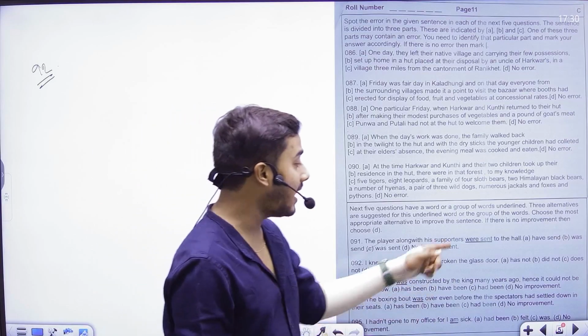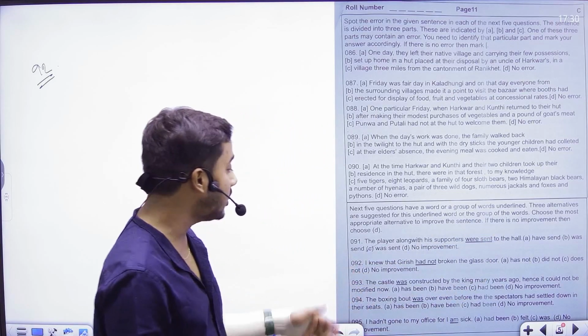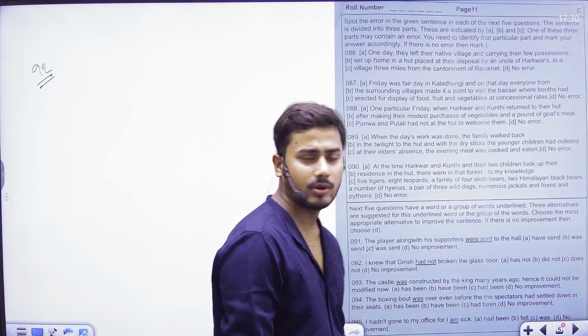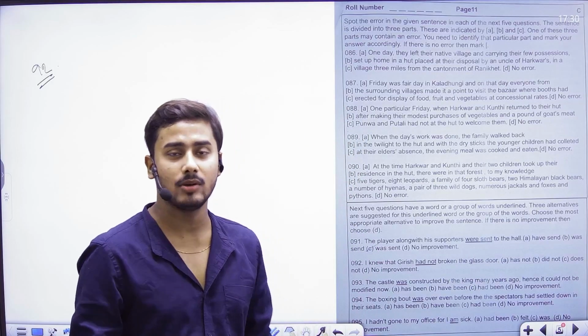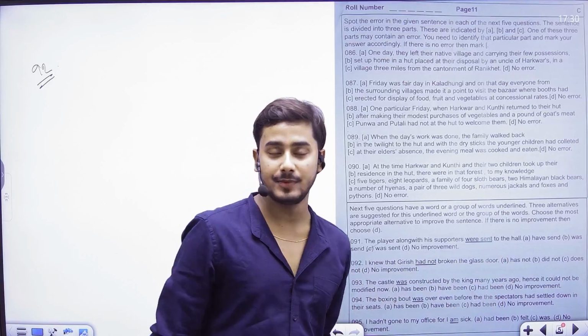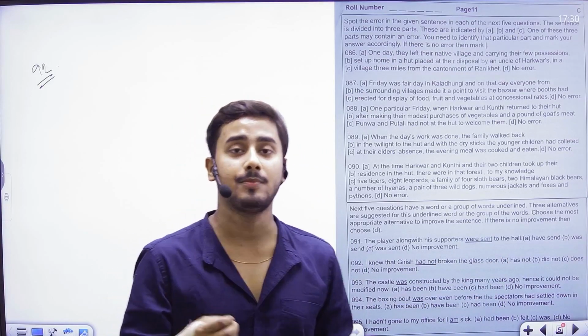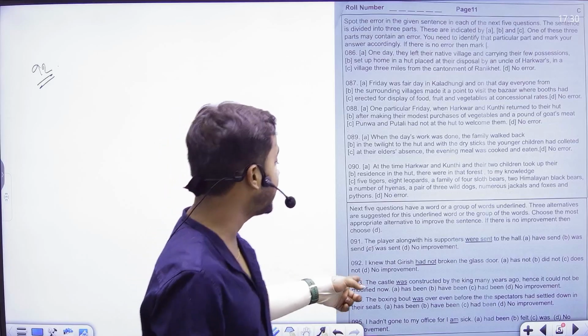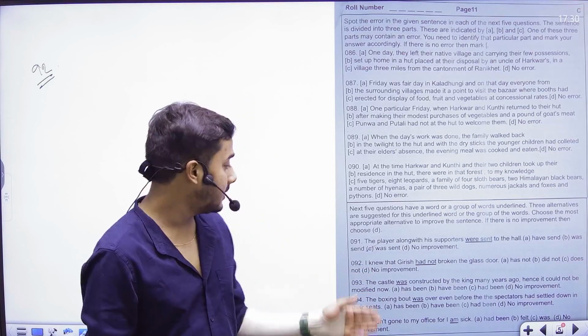And the options are has not, did not, does not, no improvement. So has not is not going to be there, because has not again is something that we use in the case of perfect tenses, and since has been used, it means that it is present perfect tense. But here the question starts with simple past tense.